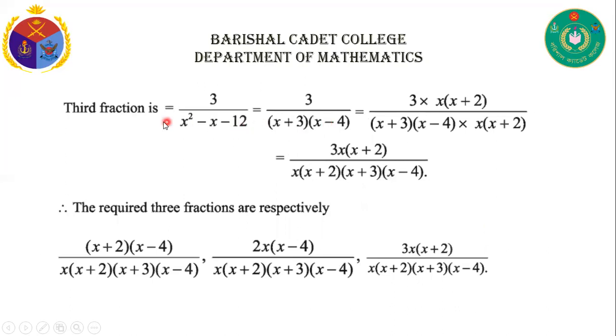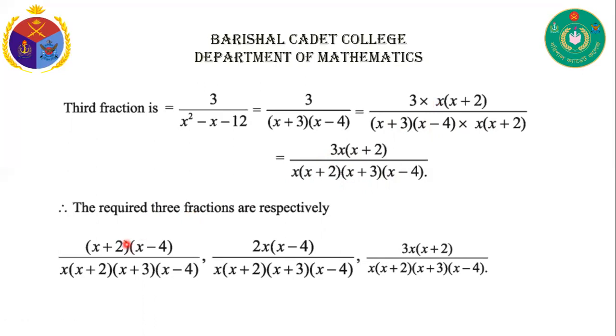So our third fraction is 3 by x squared minus x minus 12. The factorized form of the denominator is x plus 3 into x minus 4. So we have to multiply the fraction by x into x plus 2. That is 3 into x plus 2 divided by x plus 3 into x minus 4 into x plus 2. That is 3x into x plus 2 divided by x into x plus 2 into x plus 3 into x minus 4. So the required three fractions are in common denominator form.